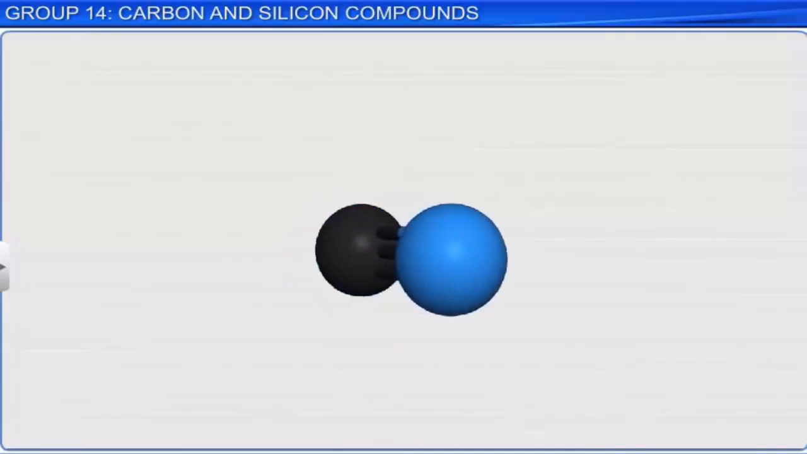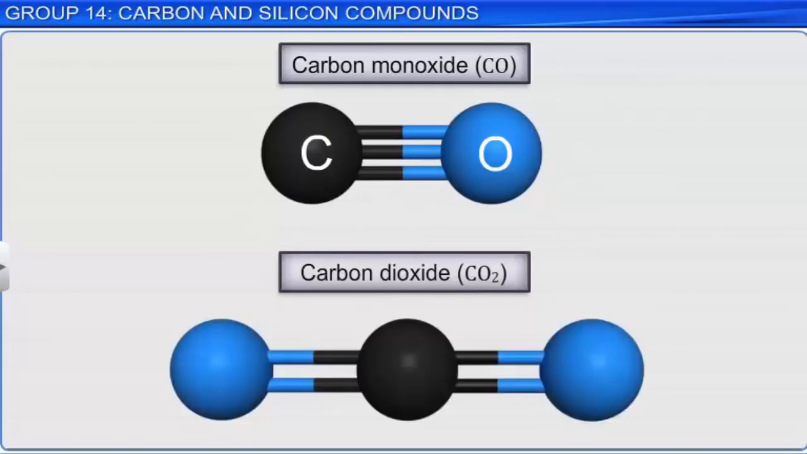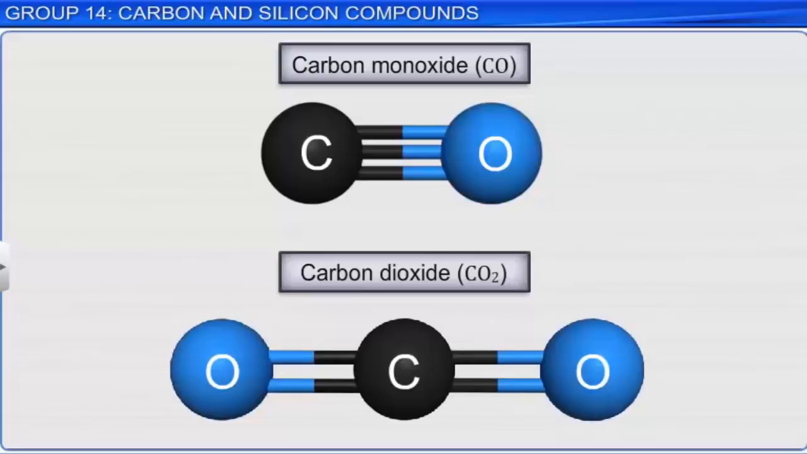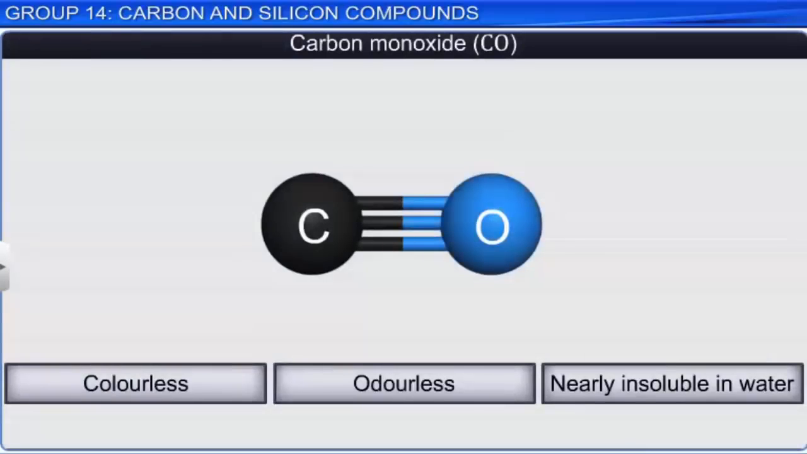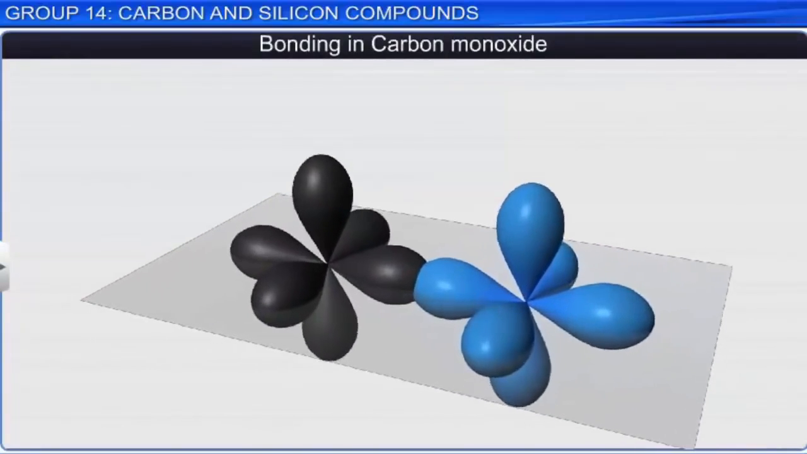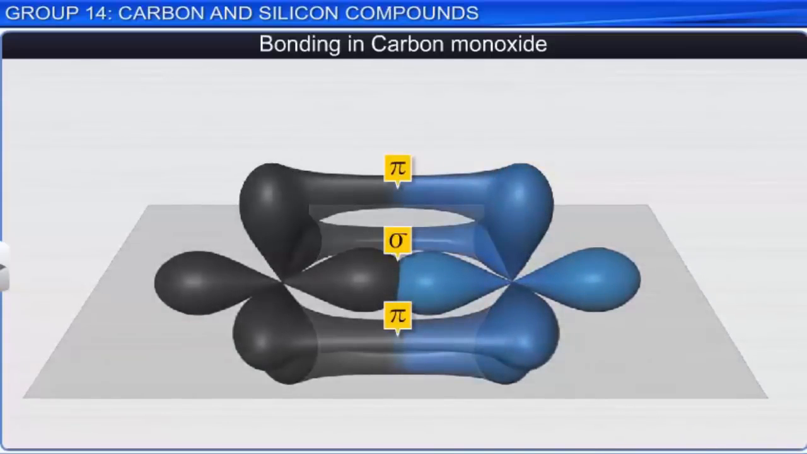We'll start with the oxides of carbon: carbon monoxide with the chemical formula CO, and carbon dioxide. Carbon monoxide is a colorless, odorless gas that is nearly insoluble in water. The carbon monoxide molecule contains 1 sigma bond and 2 pi bonds, as shown in the illustration.